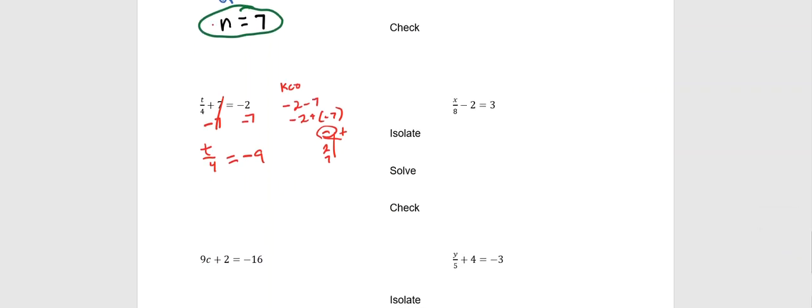Now I'm ready to move on to solving. So to solve, I have to undo this division. Don't forget, that's a division sign. Okay, the fraction bar is like a division sign. So how do we undo dividing? We use the inverse of dividing, which is multiplying. If I'm dividing by 4 currently, I'll have to multiply by 4.